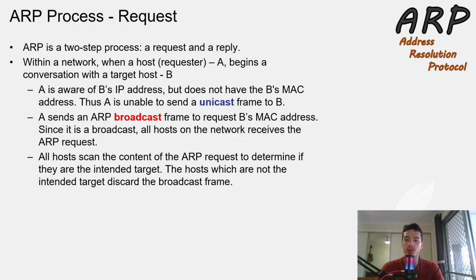Sent to broadcast. All hosts on the network receive the ARP request. All hosts can scan the content of the ARP request to determine if they are the intended target. The hosts which are not the intended target discard the packet. So it sends out a broadcast frame to everyone, right? And then all the hosts on the network will see it, and if it's the right one, it will notify, and if it's not, it will drop the information.